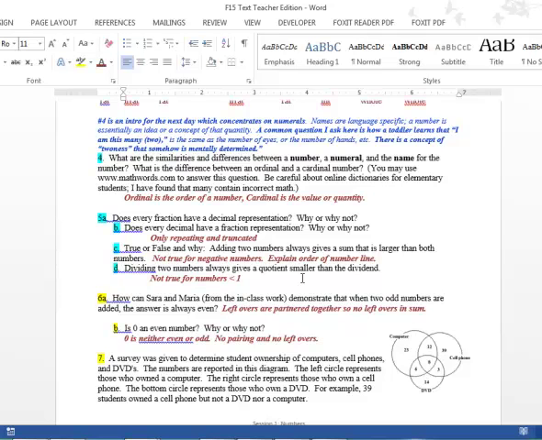And then finally, D, dividing 2 numbers always gives a quotient smaller than the dividend. That is not true if your numbers are less than 1. If you're dividing a fraction into a fraction, you actually get a number that's bigger, believe it or not. If you take 2 and divide by a fourth, here, let me write this out. It'll be easier to see.